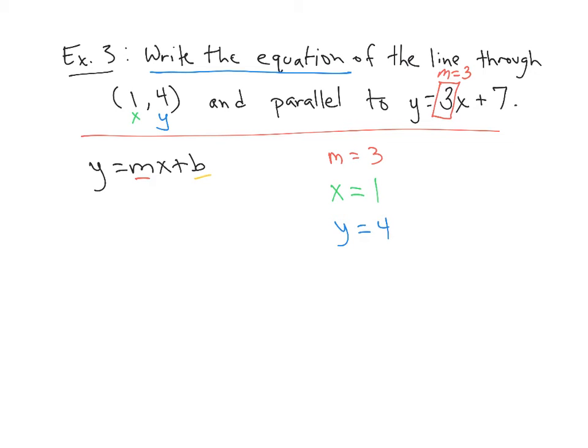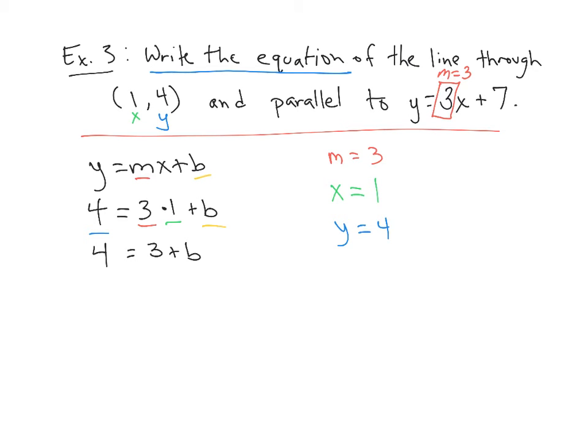So what I'm going to do is plug in the pieces. I know that my y value is 4, so I'm going to plug that in for y. And I know my m value is 3, so let me plug that in for m. And my x value is 1, and then plus b here, and I'm trying to find my b. So I'm going to solve that equation for b. 3 times 1 makes 3, and I want 3 plus b equals 4.